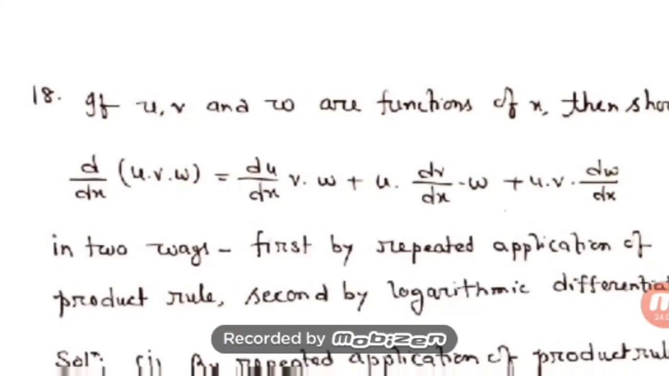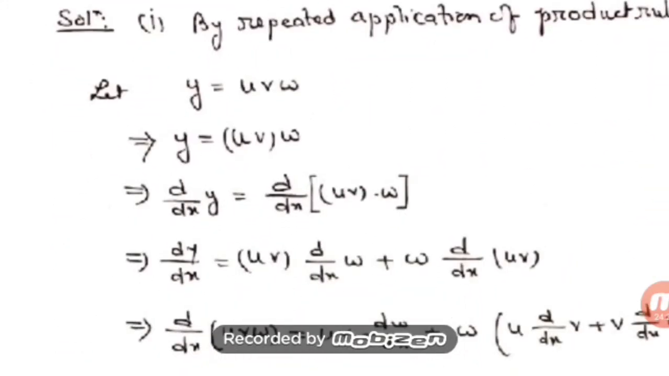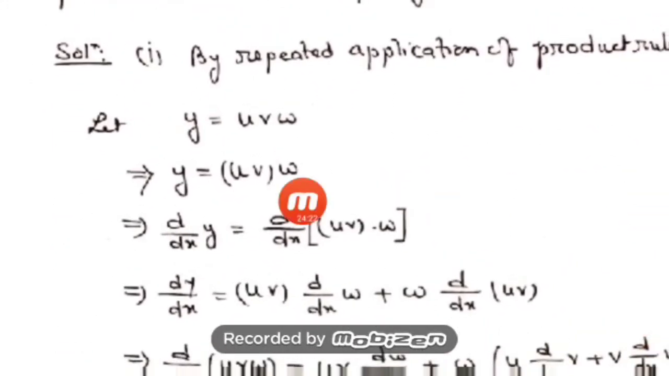So you see this is the proof of the result for the product of three functions. You have to prove the result by using two methods. One is repeated application of the product rule, that is the u into v rule, and the next one is what? By logarithmic differentiation. So first I have done it by repeated application of the product rule. First we name it as y is equal to uvw. I just combine these two, putting brackets, I just make it one. That means this is as u and this as v.